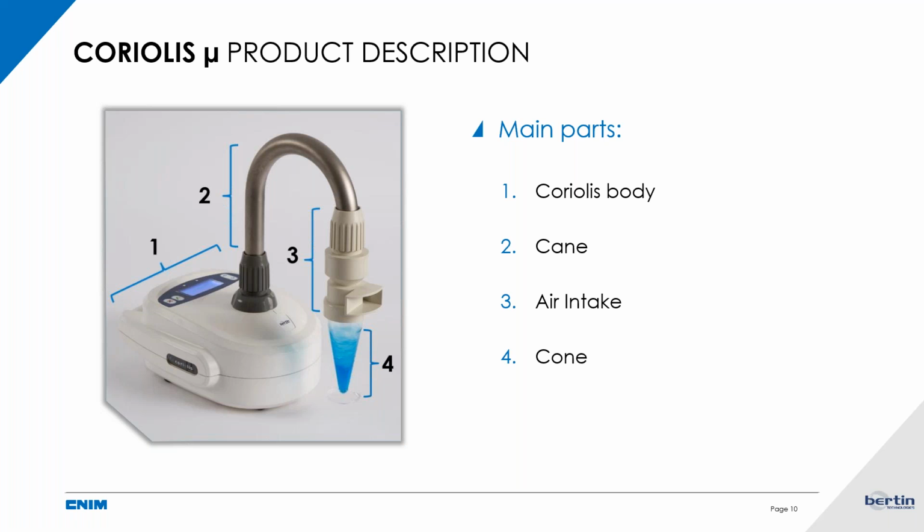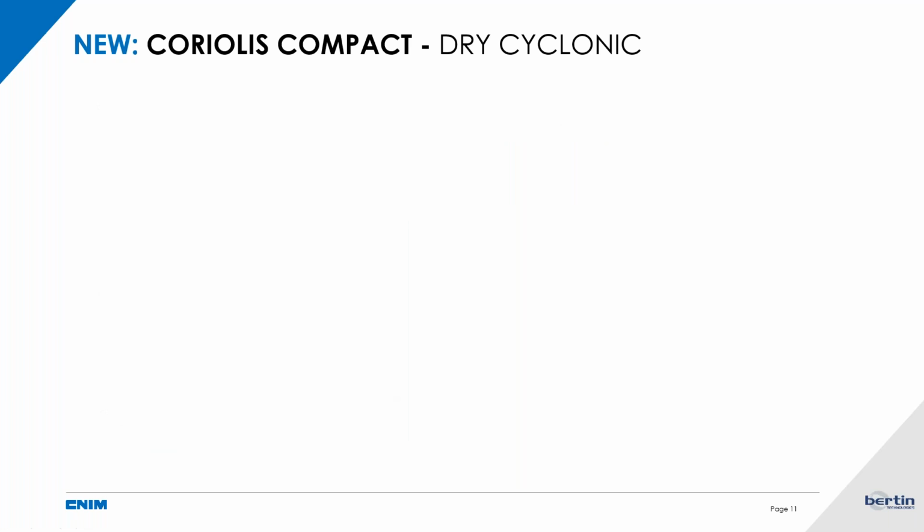So to show you a more descriptive picture, there are 4 parts in the Coriolis Micro. You have the body of the Coriolis, which is pretty simple, and you can see that the interface is really simple to use. You have only one button to start the instrument, one to stop it, and arrows to navigate inside the menu. You have a cane of aspiration, you have an air intake, the section 3, and you have the cone filling with the liquid.